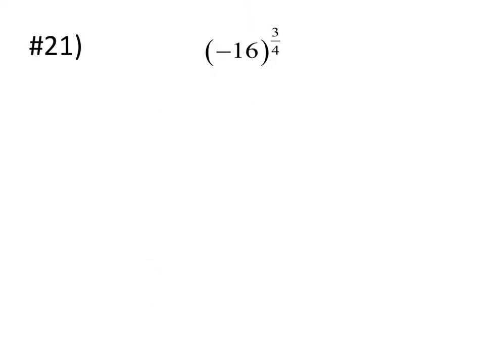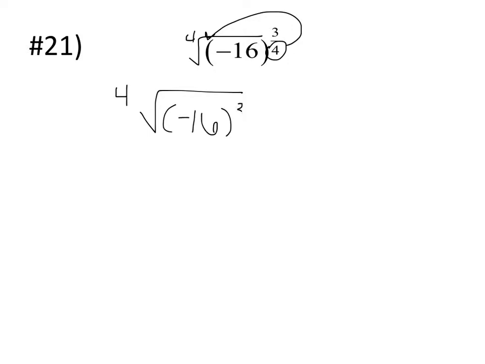Alright. Again, the entire negative 16 is being raised to the 3/4 power. So bring the denominator around to be the index. So you have the fourth root of negative 16 cubed. Okay, and you can actually do this one of 2 ways. You can either do it negative 16 cubed is negative 4,096.